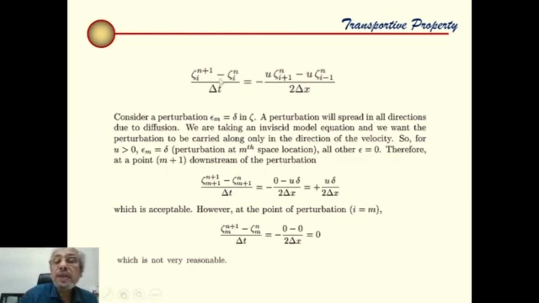So we have rewritten that because we will very soon do the analysis on this template, on these equations, on this equation with these terms. Consider a perturbation epsilon m equal to delta in zeta. A perturbation will spread in all directions due to diffusion. This is a very nice concept and very natural concept.